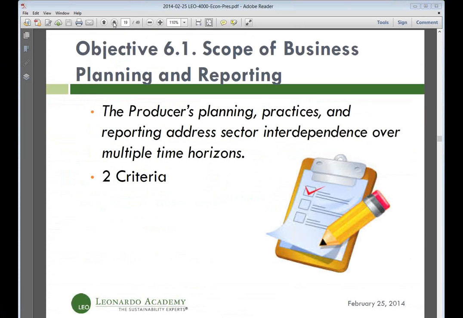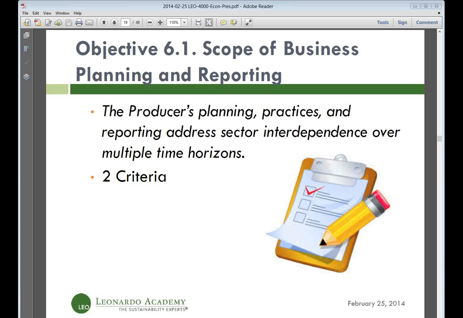Moving on to the first objective then, in a little more detail, looking at the scope of business planning and reporting. We again are trying to not add more burdens to an agricultural producer's daily life and operations, but we are trying to encourage them to adopt what are considered in most fields just standard business practices that allow for the analysis and understanding of how your operation is performing in order to make better business decisions over the long term. So that's what this is about.